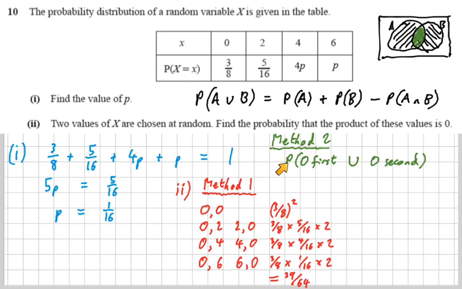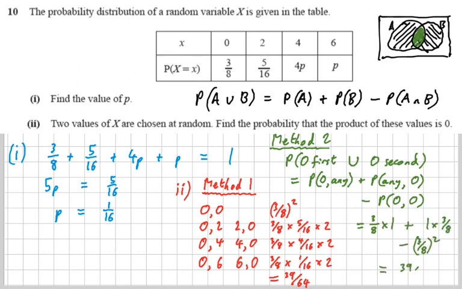So this union here, using the formula in black, we can write as the probability that we get 0 first, then anything second, plus the probability that we get anything first and then 0 second, subtract the probability that both of those happen, which is that we get 0 in both cases. So the probability of 0 and then anything is 3/8 times 1. Probability of anything and then 0 is 1 times 3/8. Subtract the probability of getting 0 twice, which we already did over here in the first method, and that gives us the same answer, 39/64.